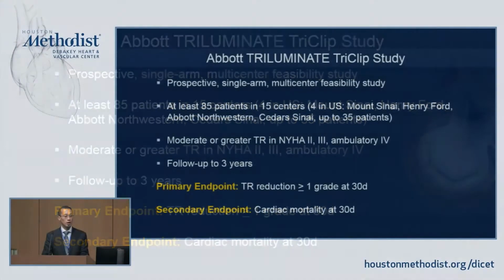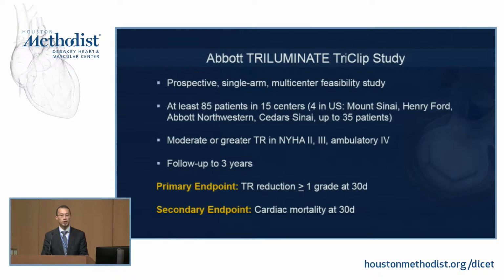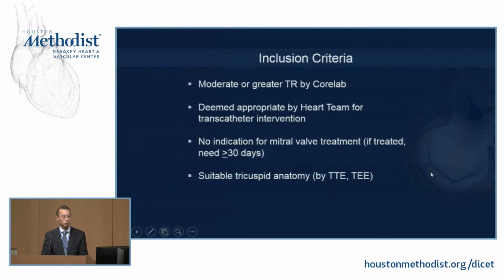It's a single-arm, multi-center feasibility study involving both Europe and the US. There are 4 sites in the US, and Mount Sinai is one of the sites. Now the FDA has expanded up to 35 patients treated in the United States as part of this feasibility study. The trial has just wrapped up enrollment, and we expect the 30-day data to be coming soon after core lab analysis. The follow-up is 3 years. The primary endpoint is TR reduction because it's a feasibility study, and the secondary endpoint is cardiac mortality.